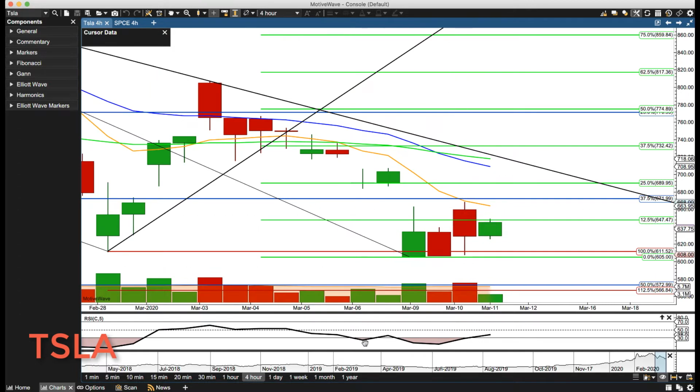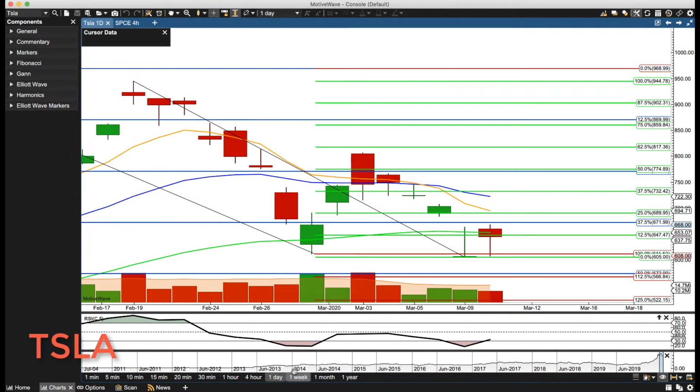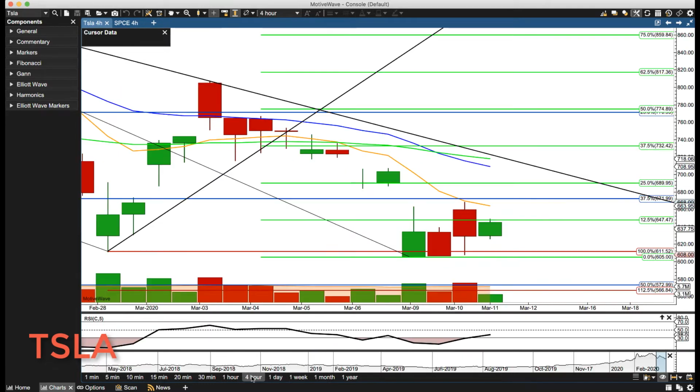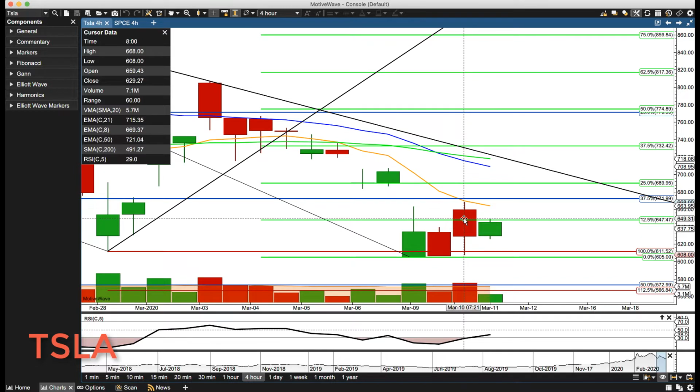So let me jump to daily real quick. So you can see slightly higher low, slightly higher high. We've now defined a key range. If I go back to that 4 hour, what we're watching for. So if we get above today's high, which is 668, or below the low from yesterday, we'll be watching. That will determine the next direction that we're going to be following.